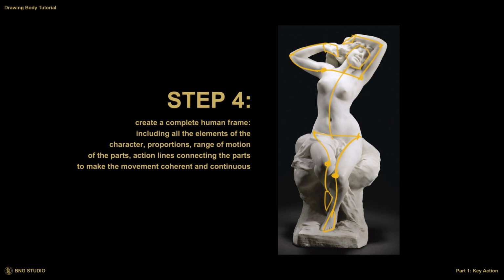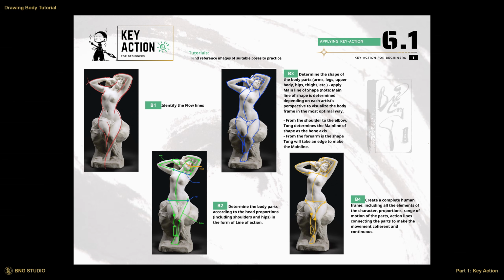Step 4. Create the complete human frame, including all the elements of the character, proportions, range of the motion of the parts, action lines connecting the parts to make the movement coherent and continuous. Ta-da! You've officially got a super fast pose practicing skill in your pocket.